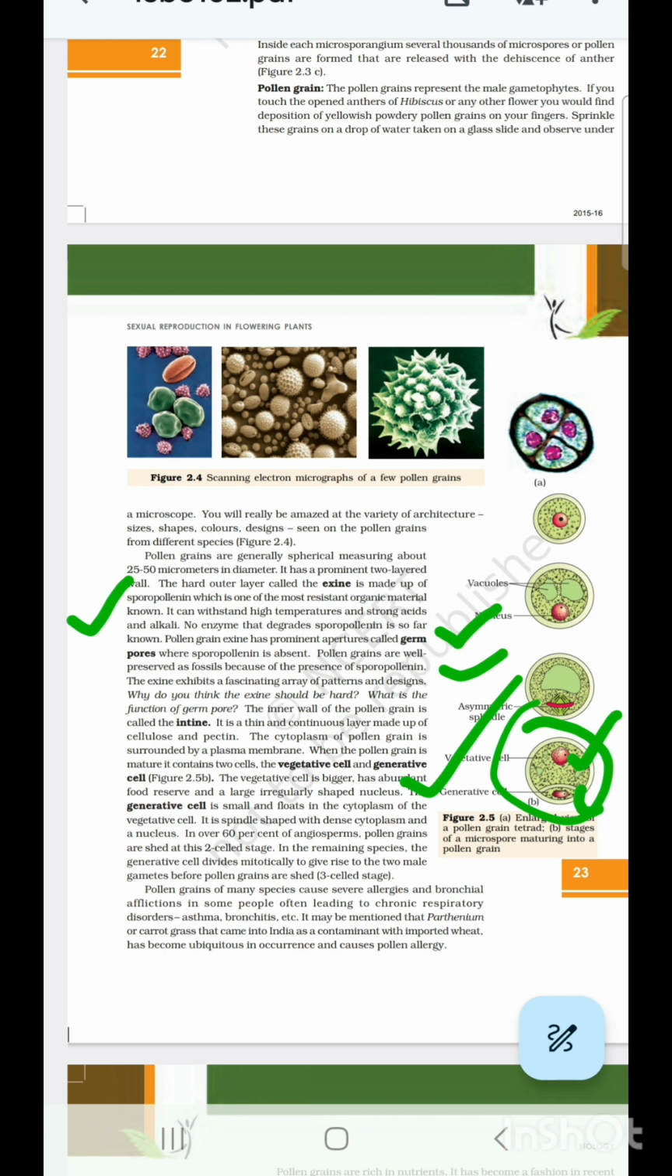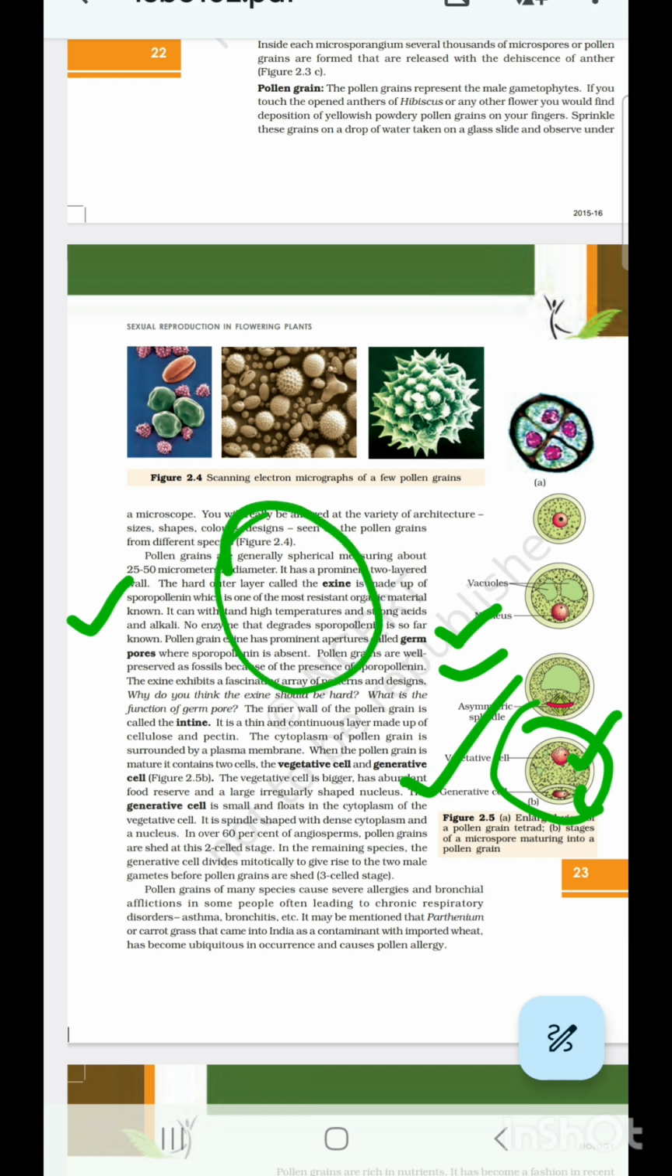In 60% of angiosperms, pollen grains are shed at the two cell stage. That means release of pollen grain occurs at this two cell stage, where only the vegetative and generative cells are present. In the remaining species, the generative cell divides mitotically to give rise to two male gametes before pollen grains are shed.